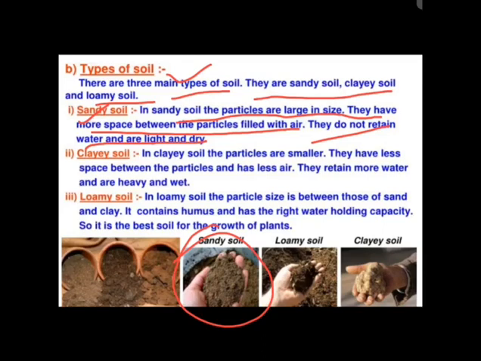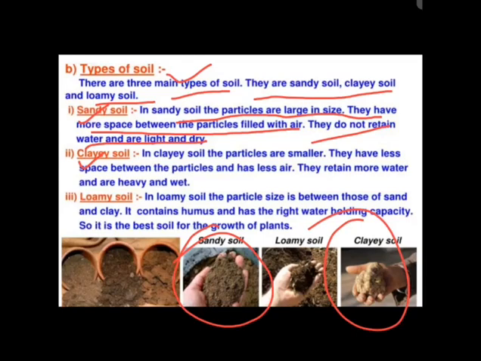Now the next type of soil is clay soil. In clay soil, the particles are smaller. They have less space between the particles. They also retain more water and they are heavy and wet. They are heavy because they can retain water, and they are wet also because they can retain water, right? So sandy soil and clay soil are different from each other.